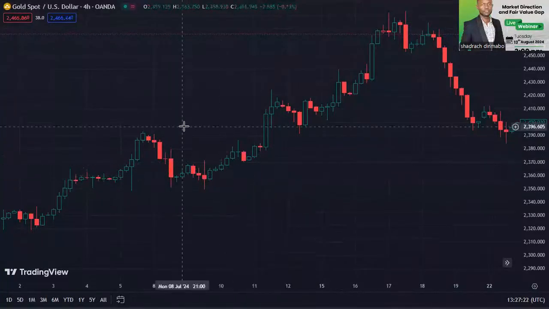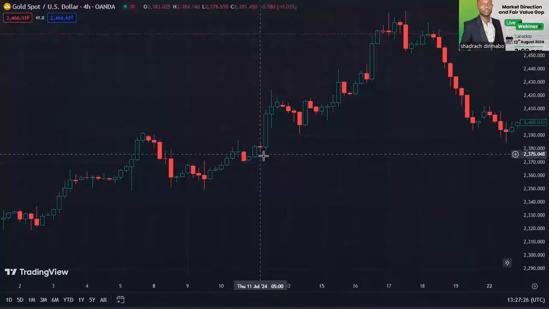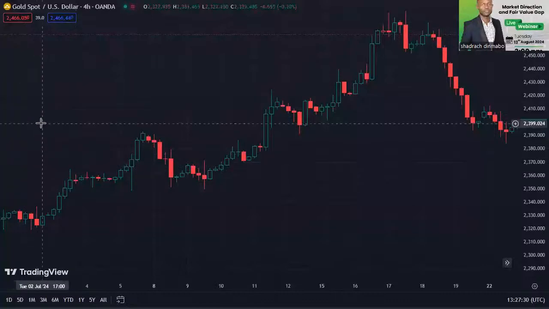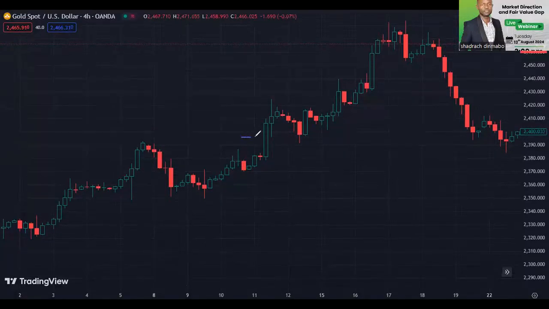So what do we do here? This is an impulsive buy pressure. Is that okay? Impulsive buy pressure. So let's look at it. First of all, we bring in our fair value gap. Yeah, we have this, and then we have this.